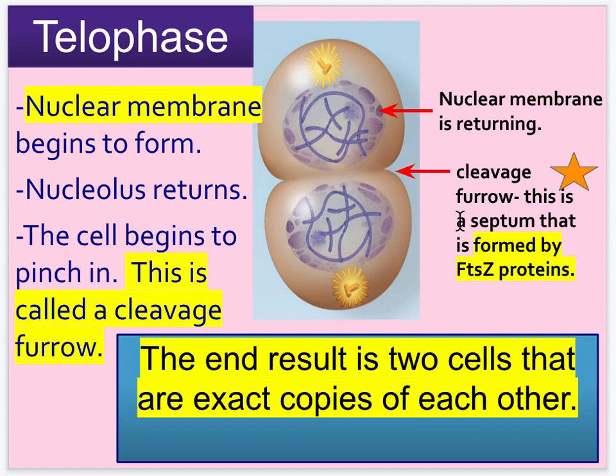The next part is the nuclear membrane starts to grow, and then you get something called a cleavage furrow. The cleavage furrow is formed by proteins, which are called the FtsZ proteins. But it basically causes this pinching of the middle of the cell to result in two cells that are identical, exact copies of each other.